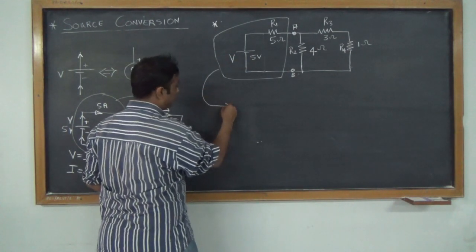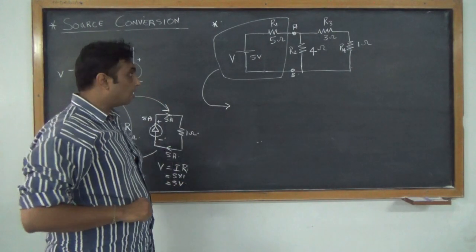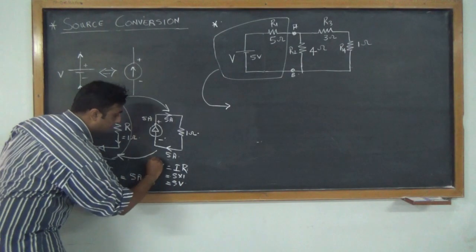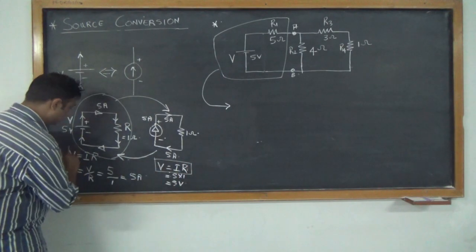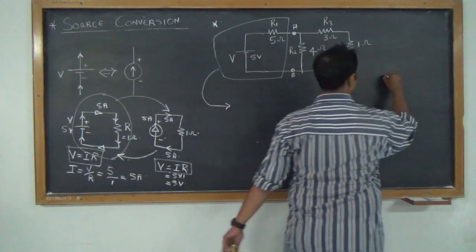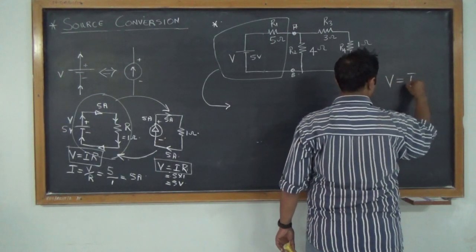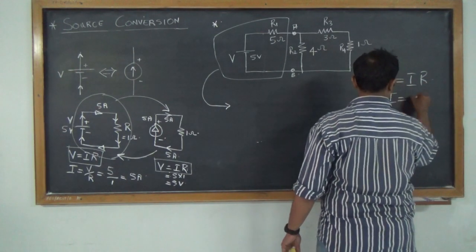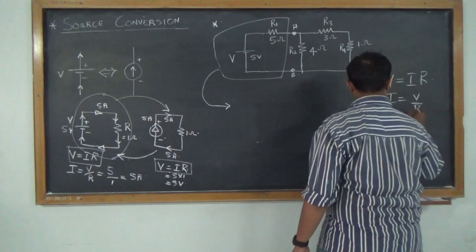So if I am converting it to a current source, now it follows the same rule and everything revolves under one basic law, that is Ohm's law, V equals to I into R. So say if I have Ohm's law which states that V equals to I into R, so I will be equal to V by R.